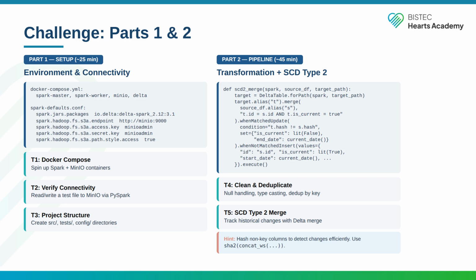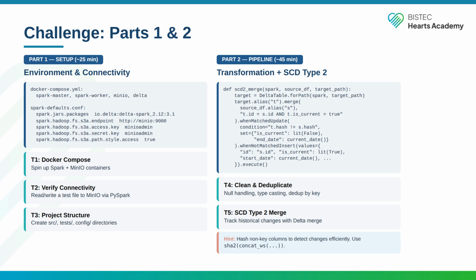The Spark defaults configuration shown here sets up the S3A connector to talk to Minio with the endpoint, credentials, and path style access. 3 tasks: spin up the containers, verify you can read and write a test file through PySpark to Minio, and set up your project structure with source, tests, and config directories.